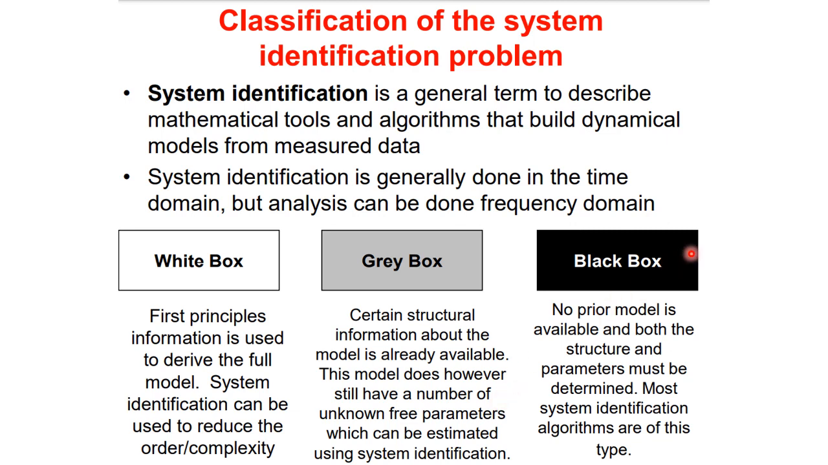And the last one is the black box problem. For the black box problem, no prior model is available, and both the structure and the parameters must be determined. Most system identification algorithms are for this type. So we have no knowledge about the system. We just have input-output data. We want to predict the parameters and the transfer function that represent the data. We call it the black box problem. So these are the three classifications of system identification problems.